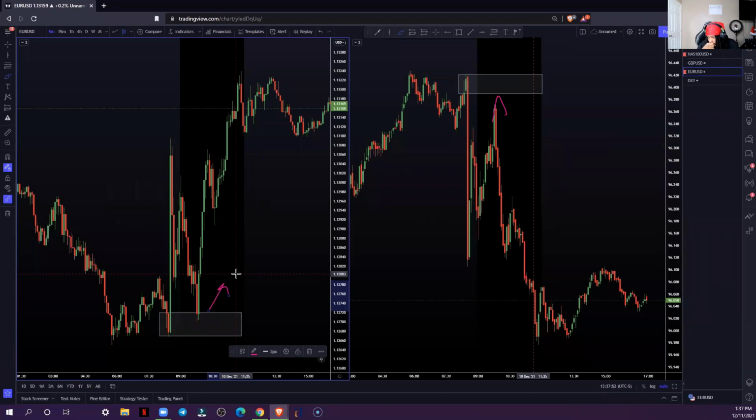GBP correlated with USD CAD for whoever was asking. Yeah. Does DXY work with gold? I don't trade gold. I can't speak on gold. Real quick, how do you show multiple charts? Do you have the paid version of TradingView? Because if you don't have the paid version, it's over with.